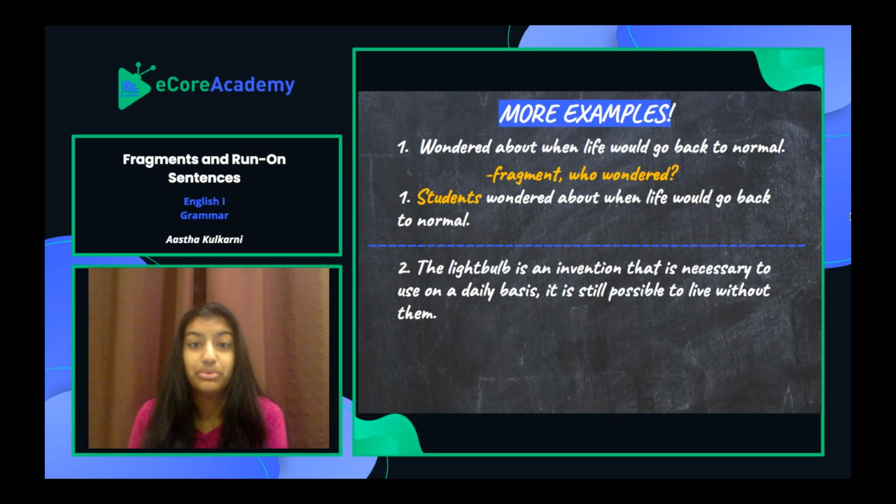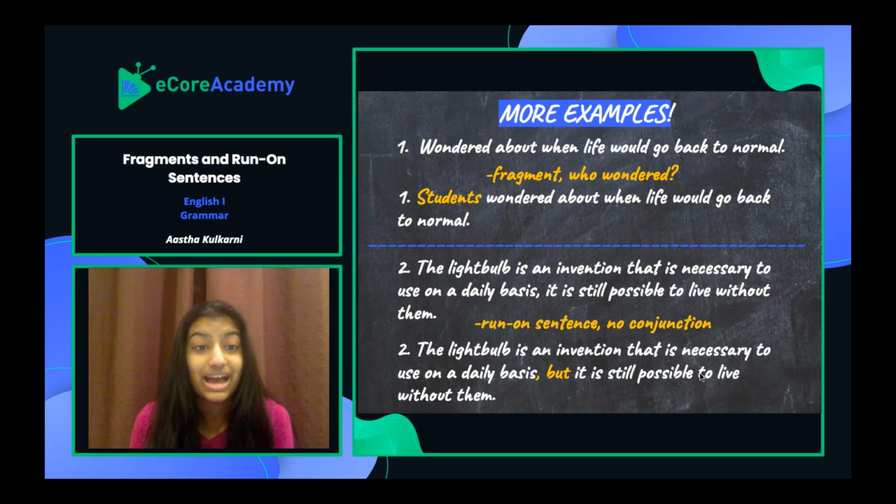Our second example, the light bulb is an invention that is necessary to use on a daily basis. It is still possible to live without them. As you can see, there is a comma there. However, it's still a run-on sentence. So there's no conjunction there, which is really necessary for this sentence to flow. So a quick fix would just be to simply add a conjunction. Comma but is like the most simple combination if you're trying to fix a run-on.